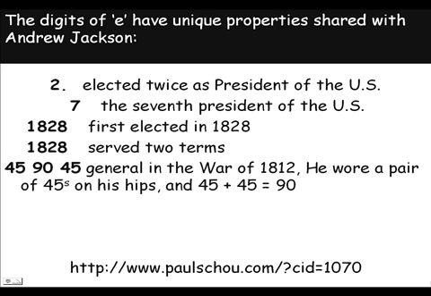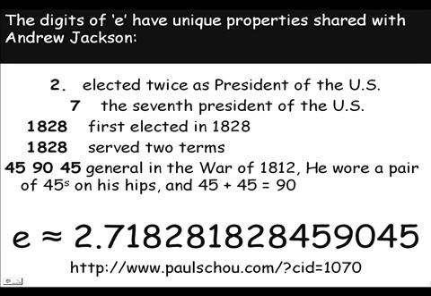And then 459045. He was a general in the War of 1812, and it was rumored that he wore a pair of 45s on his hips at 90-degree angles. So 45 plus 45 is 90, the 90-degree angle. So that gives us the number 2.7, 1828, 1828, 459045. So if you just remember this little sequence story about President Andrew Jackson, you've got the first 16 digits of e, which I bet is probably about 13 more digits than you know of pi.